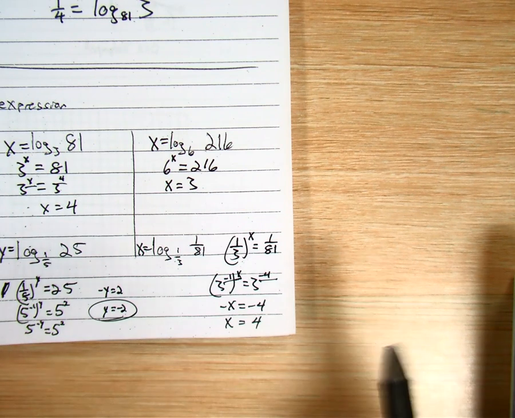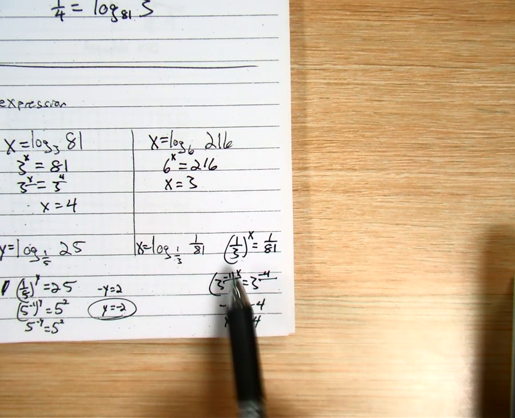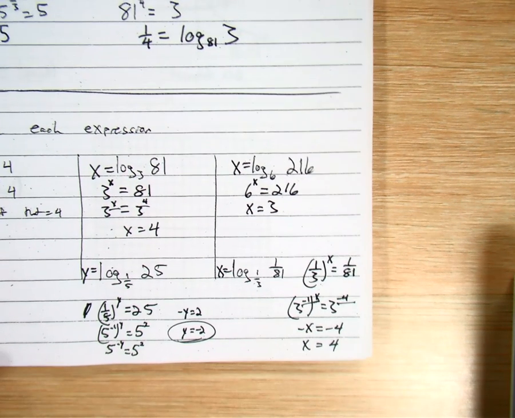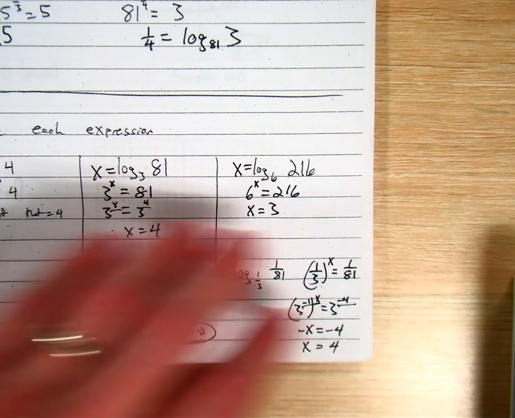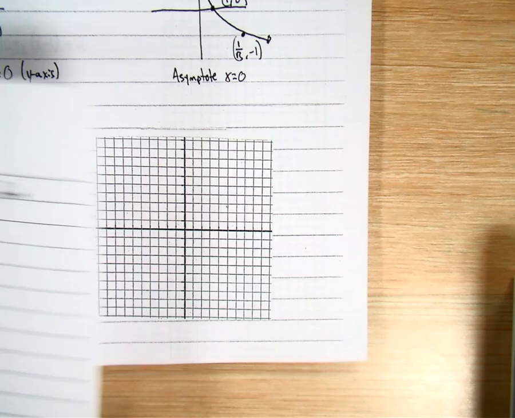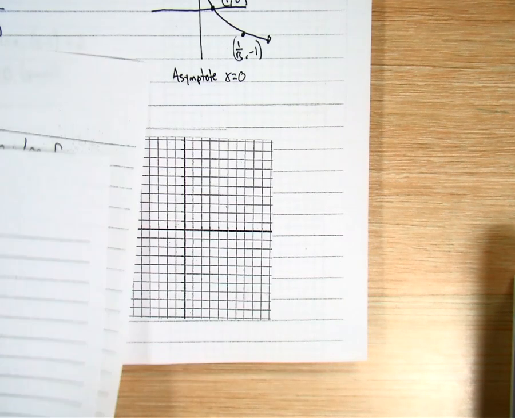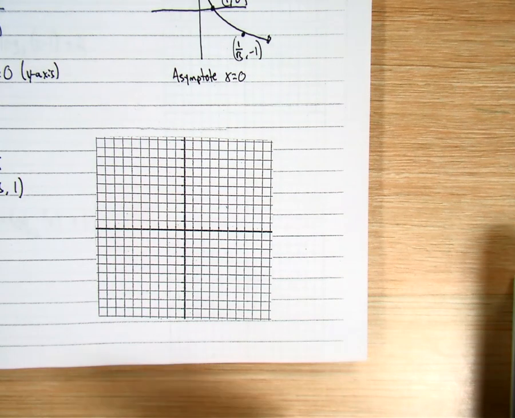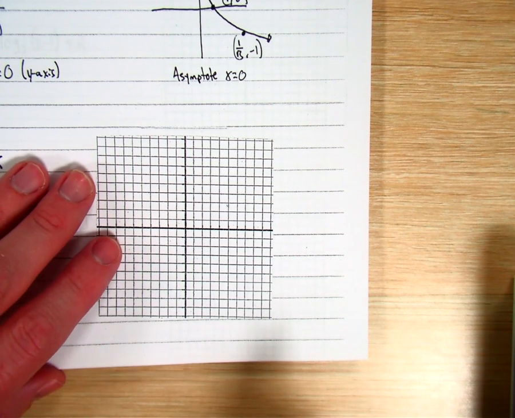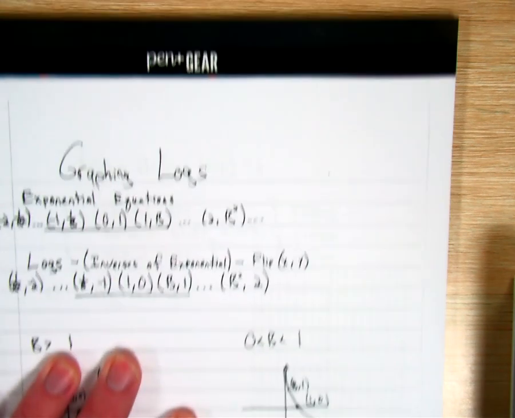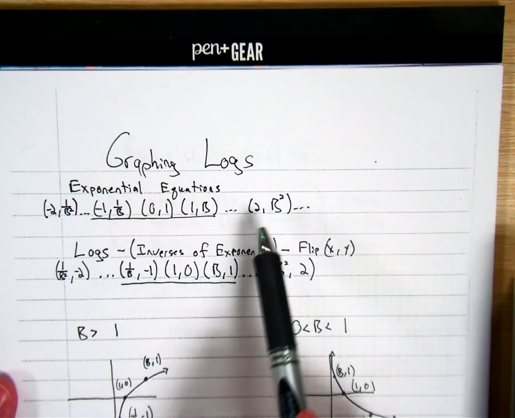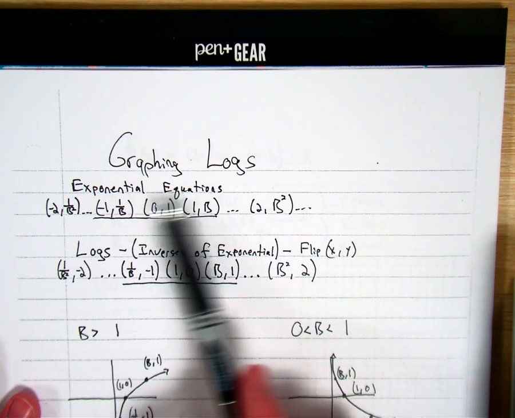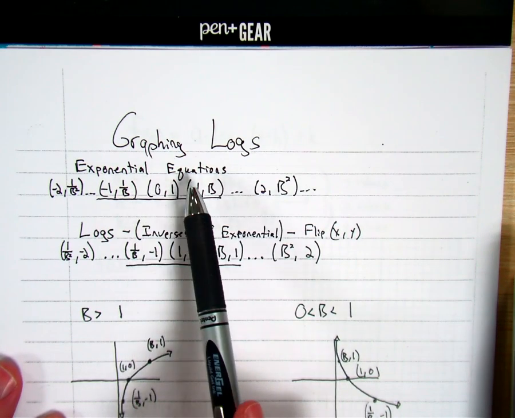So it's just going to be some converting back and forth, and then maybe a couple of evaluates. And then of course we're going to have graphing. I think the graphing is not going to be too bad because it's exactly the same stuff as exponentials. Just flip-flop the points. Graphing with logs.